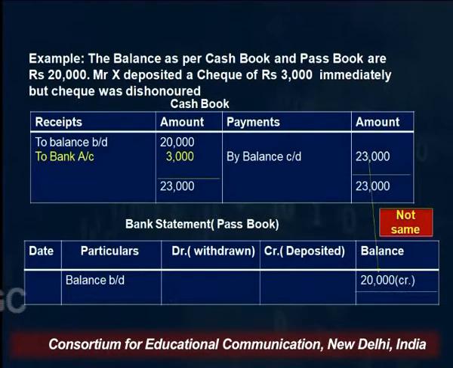But this check became dishonored later on, so there was no entry in the passbook. The balance of the passbook remains the same, that is 20,000 as it was earlier, but the balance of the cash book is showing 23,000. So the balance of the cash book is 23,000, whereas the balance of the passbook is 20,000, and the balances of these two books are not equivalent, not the same. Reason being there was a check which was deposited. The moment we have received this check, we have recorded it on the receipt side, but the bank has not recorded this entry, just because this check became dishonored.